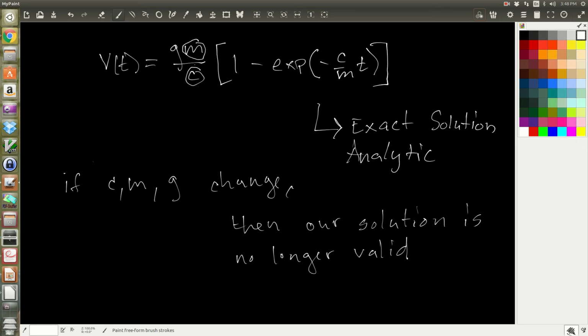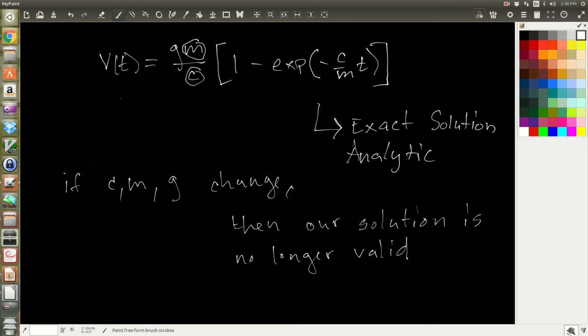Mass could change, not very likely. The gravitational constant definitely changes throughout their fall, not very much, so this might be a good enough approximation for our case. But the fact is parameters change a lot in the real world. Real engineering problems, we have to deal with those types of things. And it's easier to deal with them numerically.